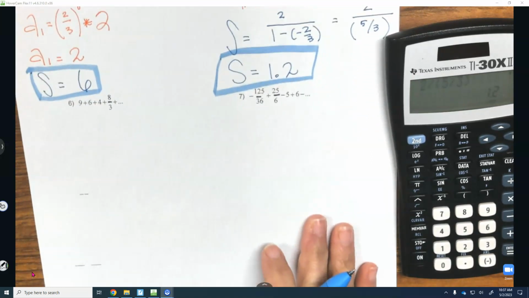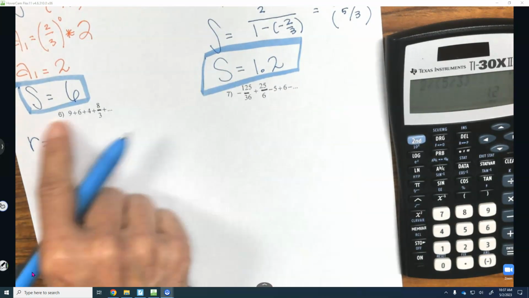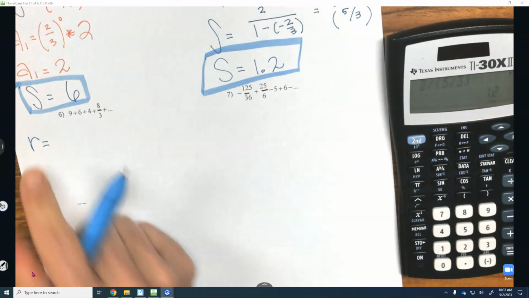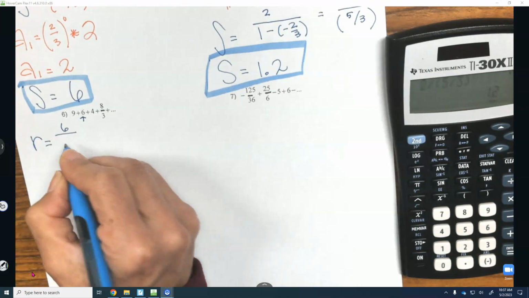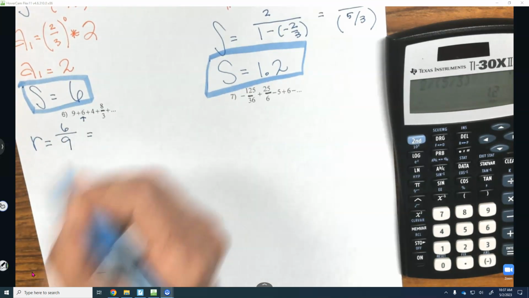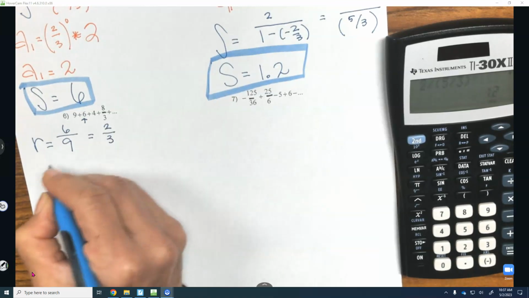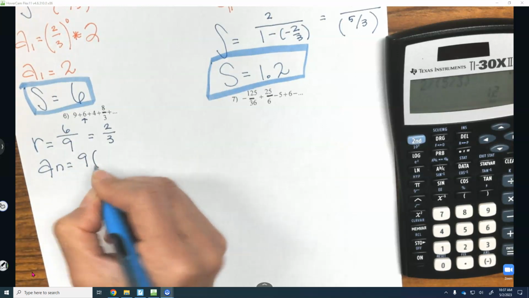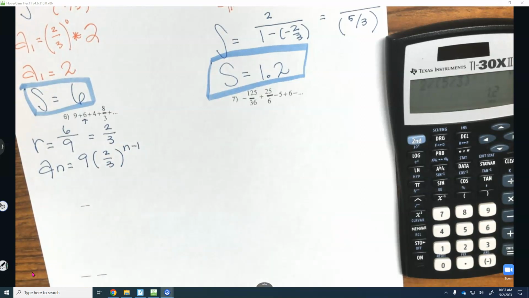All right, guys, let's go ahead and take a look at problem 6. So for problem 6, we actually need to figure out the pattern here. So in order to figure out the pattern, remember to find the common ratio. You look at a term and you divide by the previous term. So the common ratio is going to be 6 divided by 9, which is 2/3. And then remember, our little formula is the first term, which is 9, times 2/3 raised to n minus 1. That would be the geometric formula for that.